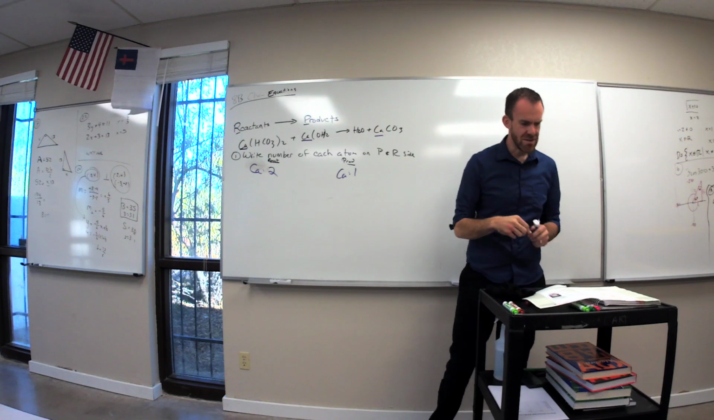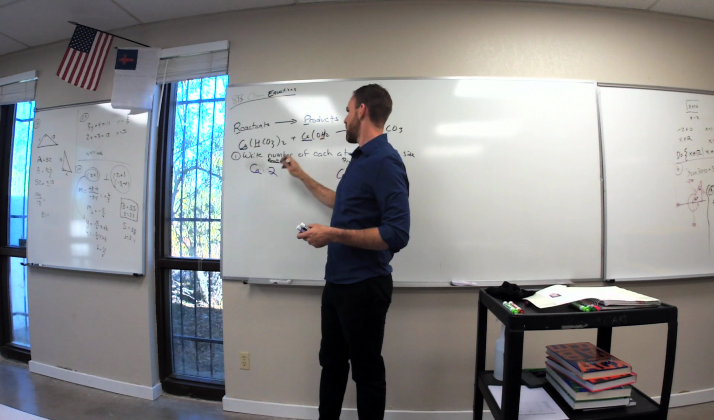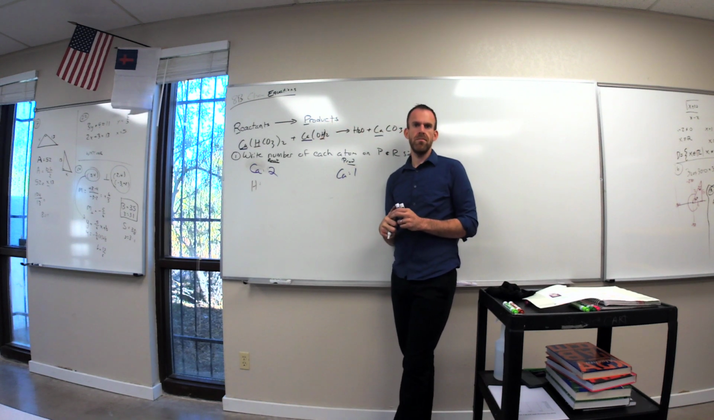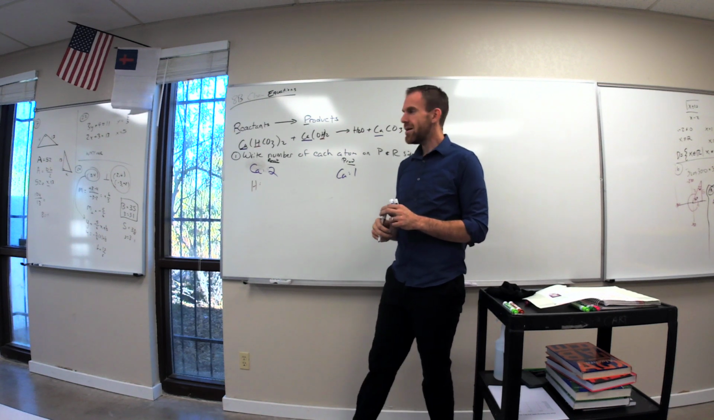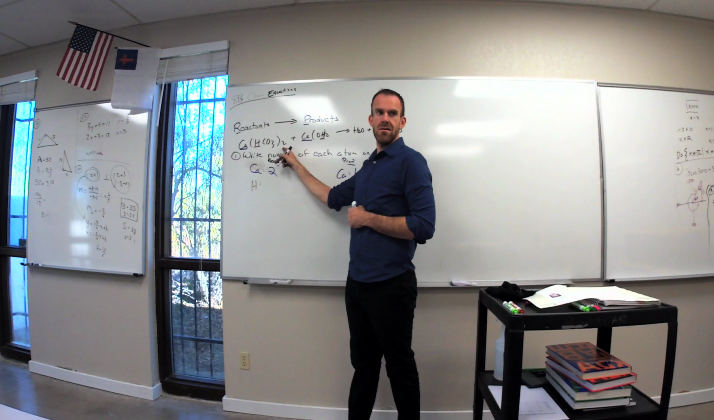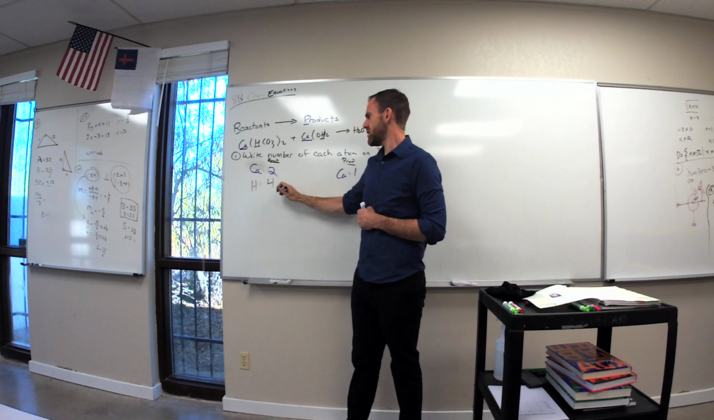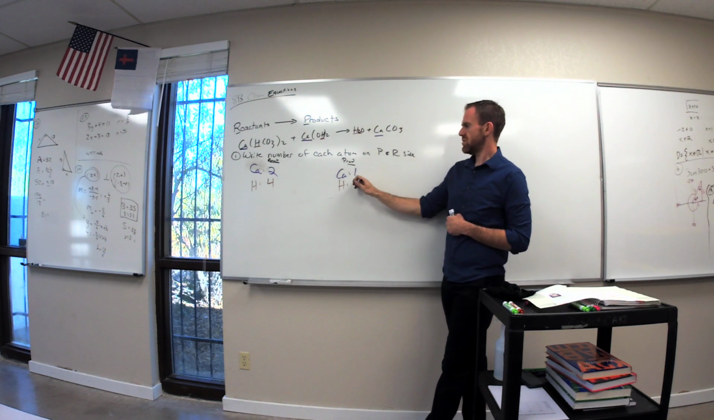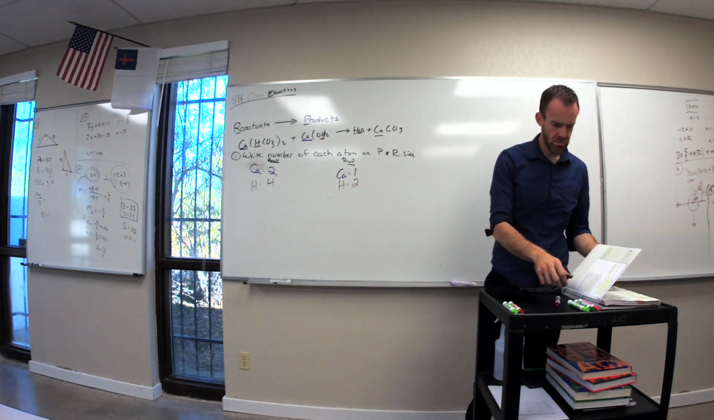No. Okay, let's continue. How many hydrogens do I have on this side? 4. There are 4. Why? Because this one, there's 2 of, and this one, there's 2 of. So there are 4 here. How many hydrogens are on this side? 2. Next, let's go to carbon.